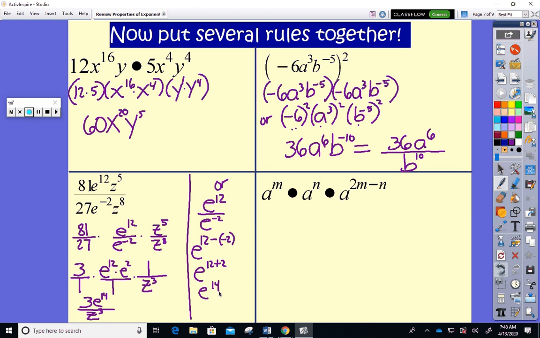So I will show you on a lot of these, moving the letters so that the exponents are positive, because I think it's a little easier to not make goofball errors. But there's actually more than one way to do these.